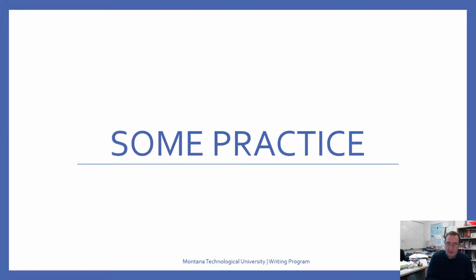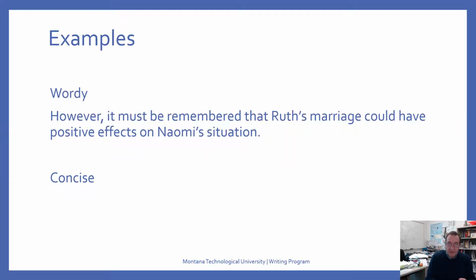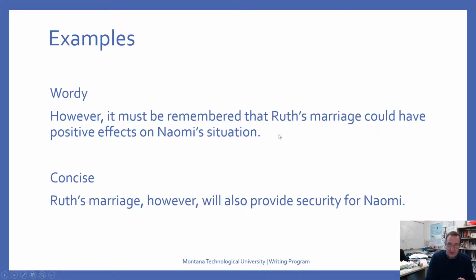Okay, so let's look at some examples in practice here. Our first wordy example at the top gives us a whole bunch of information about two people and how one could affect the other. Let's get rid of a bunch of the additional words. Okay, we have the introductory word, a false subject, it. We don't know what we're talking about, so let's rearrange it. Let's pull the real subject out to the front, Ruth's marriage. We can have our transitional statement here, and we'll also provide security for Naomi. This is much more concise and has a stronger, more concrete meaning than this does.